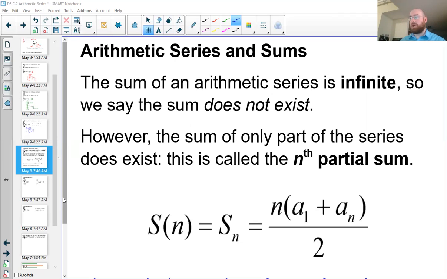However, the sum of only part of the series does exist. This is called the nth partial sum. This is the sum from the first term, not necessarily the number 1, to the nth term of that series. So this is called the nth partial sum.